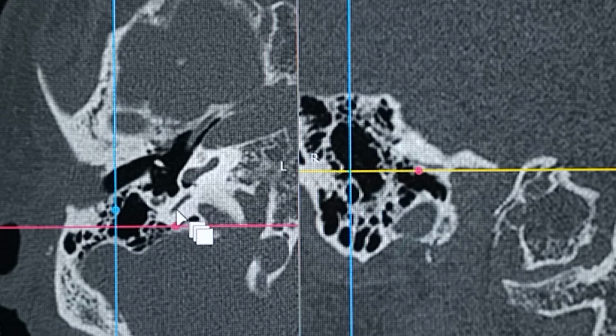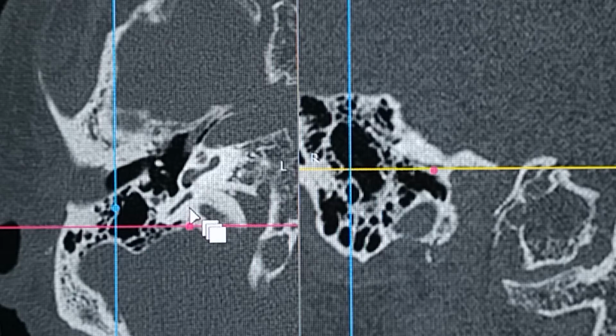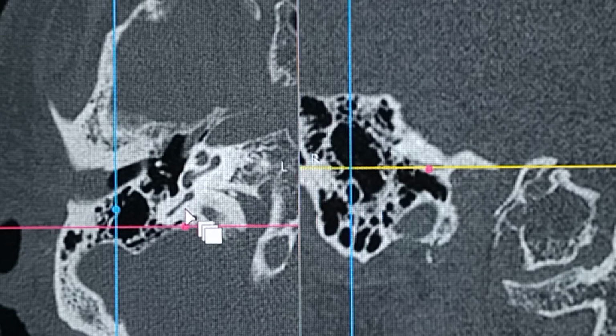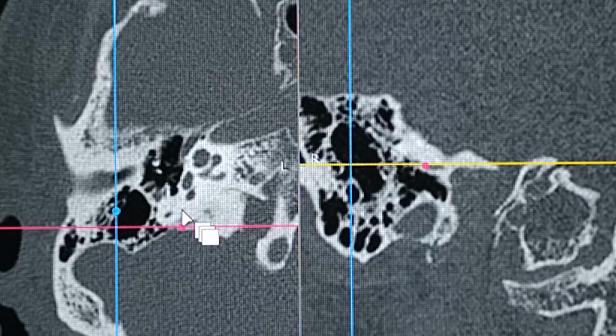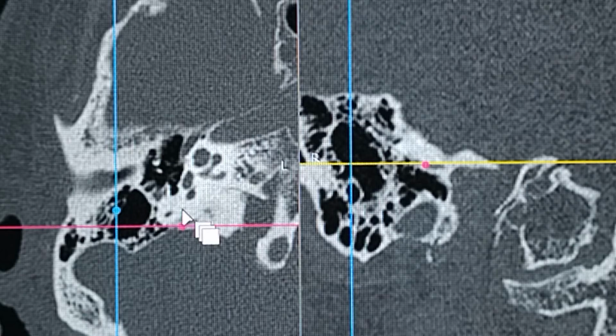You can see a faint black line appearing right here just at the base of the basal turn of the cochlea. That is basically nothing but the posterior semicircular canal. As I'm going above and above, you can see that it becomes more slender and lengthier. That is the posterior semicircular canal. That's the first canal you'll see if you're going from the inferior to the superior aspect.